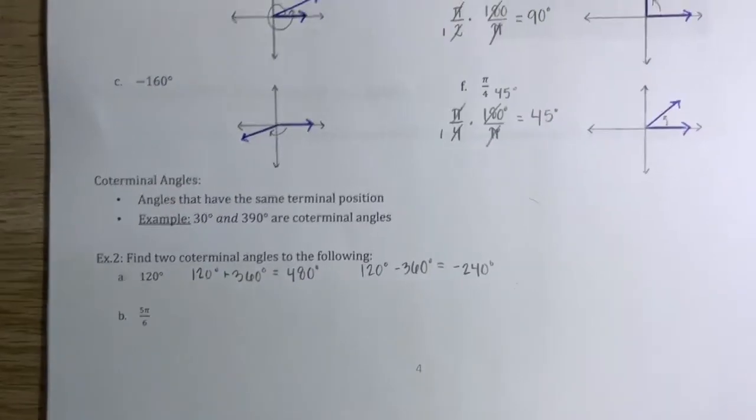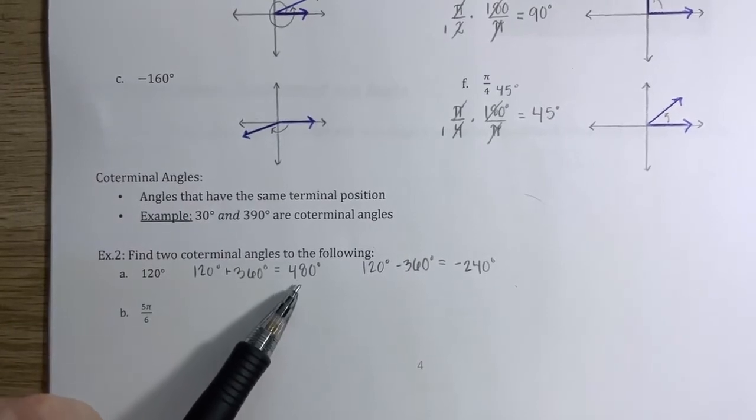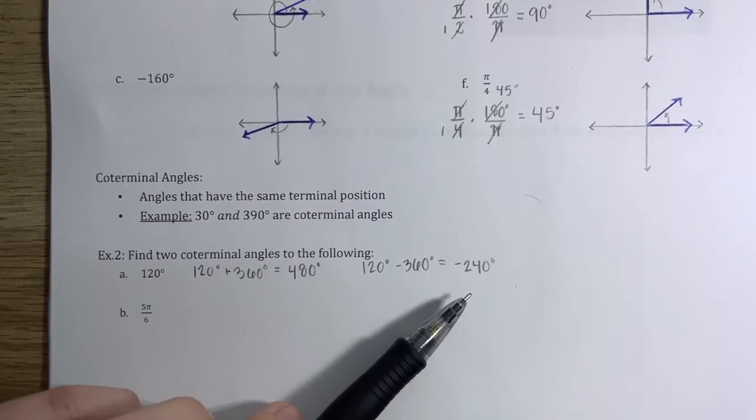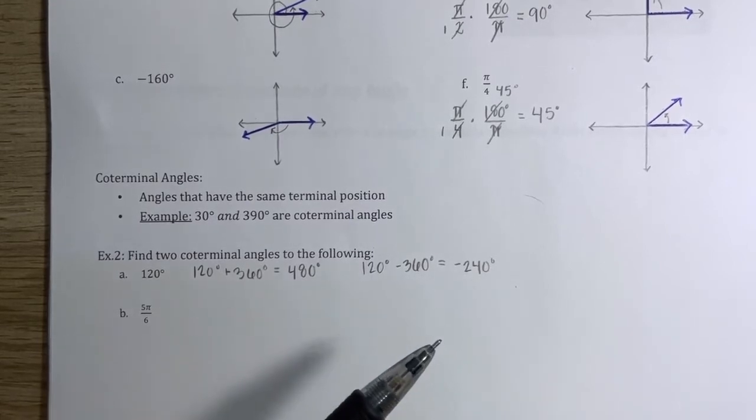Those aren't the only two options though. If I wanted to, I could just take this 480 and I can add another 360. Or I could have started here and subtracted another 360. You can add or subtract 360 as many times as you want, and it's going to create basically an infinite amount of coterminal angles.